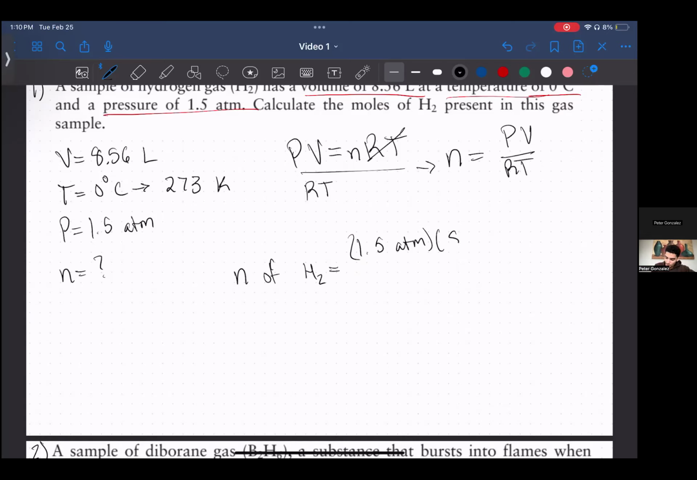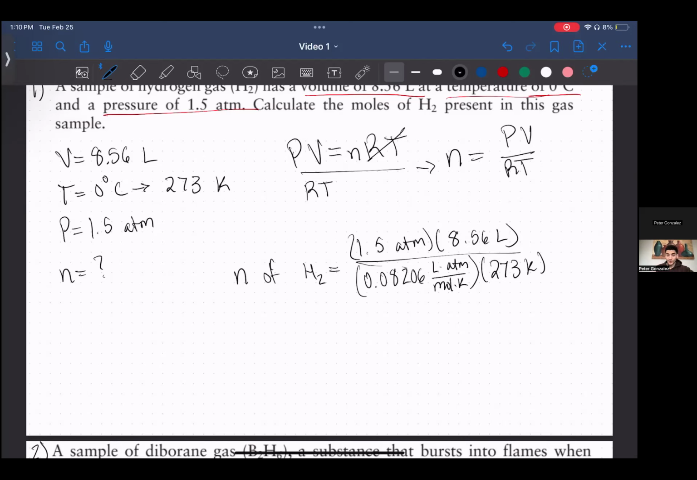And then for volume, we have 8.56 liters. And we divide that by R, which remember, this R is 0.08206 liters times atm over moles times Kelvin. And lastly, temperature, which you went ahead and did already. So we know that this should be 273 Kelvin. If you forgot, and this is a really great skill to learn in terms of problem solving, if you had not changed that temperature from Celsius to Kelvin, what would you have gotten here by accident?